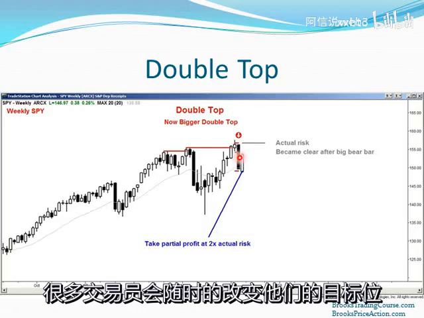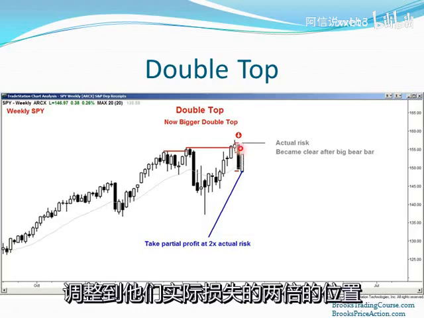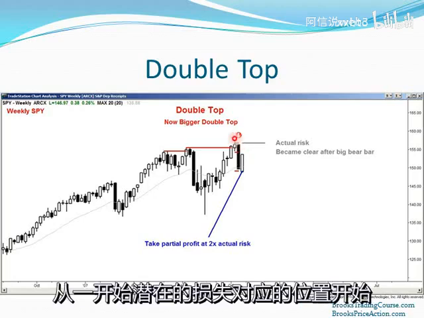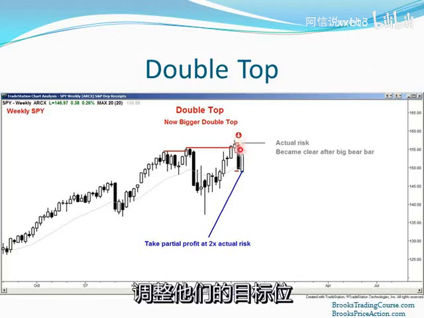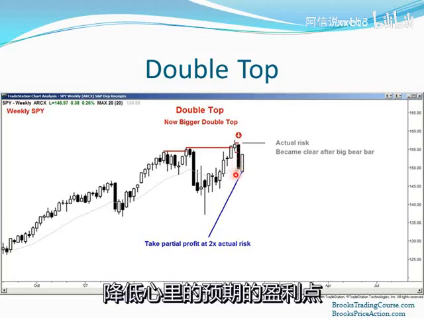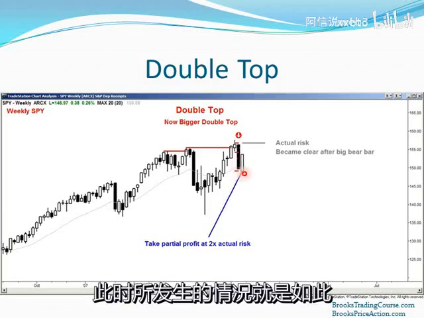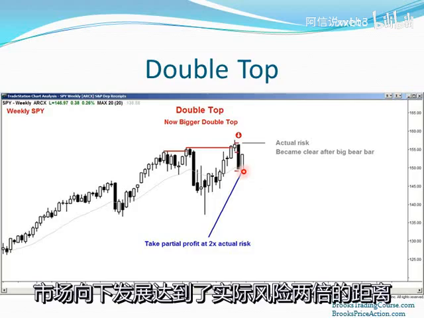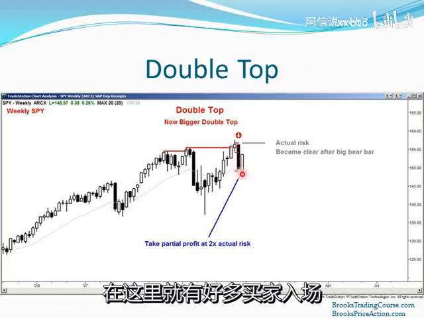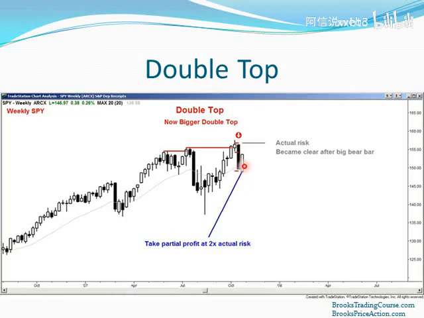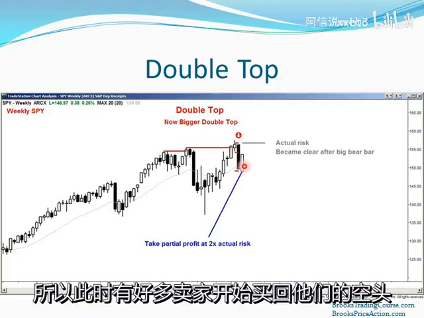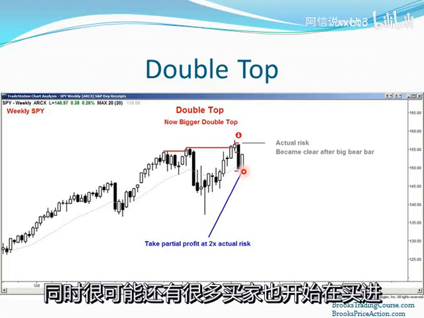A lot of traders would change their profit target to 2 times their actual risk. Instead of 2 times their initial risk above the signal bar, they would reduce their profit expectations, and that's exactly what took place here. We went just a little bit below 2 times the actual risk, and now it found a lot of buyers. So you had bears buying back their shorts, and you probably had a lot of bulls buying as well.